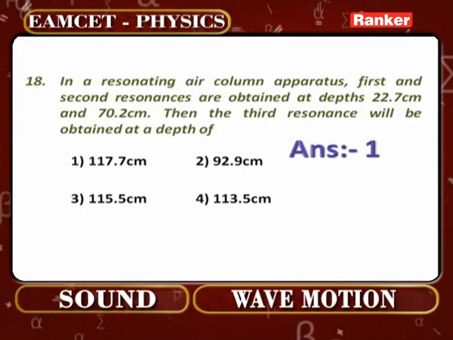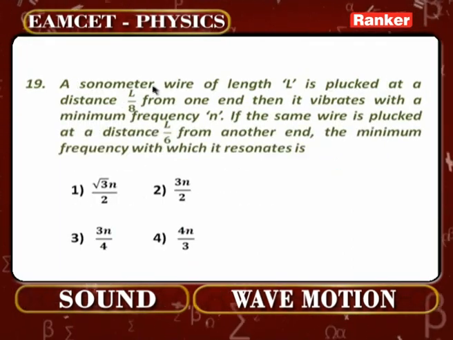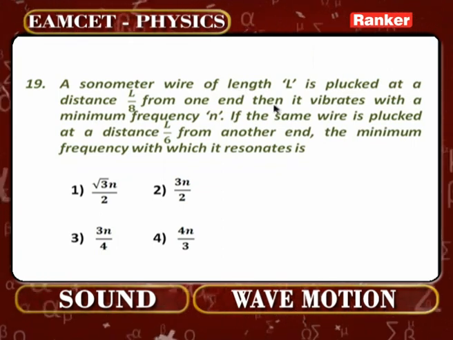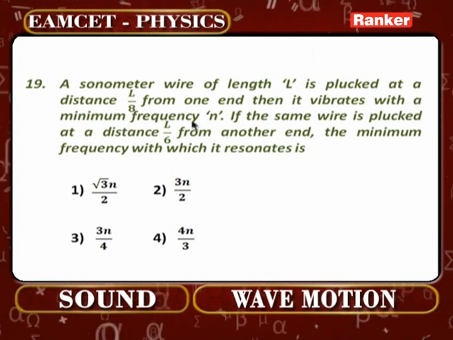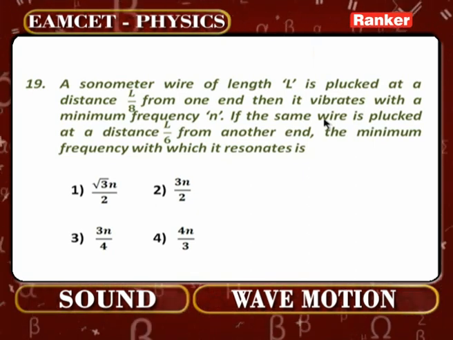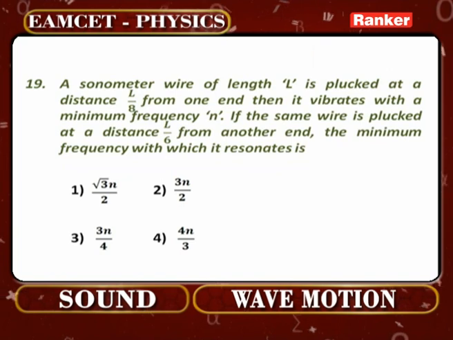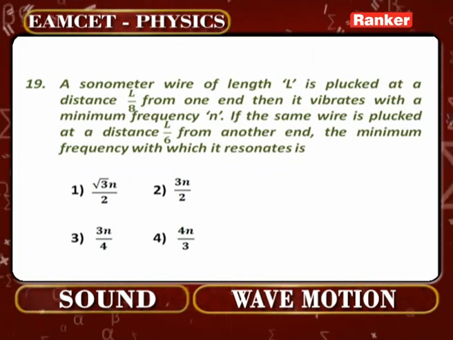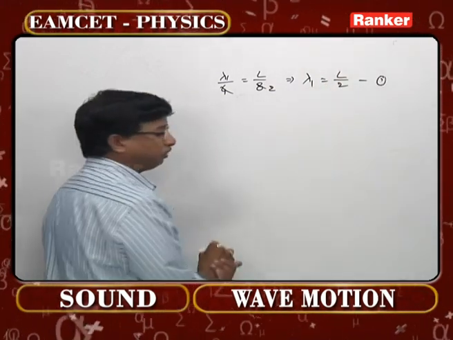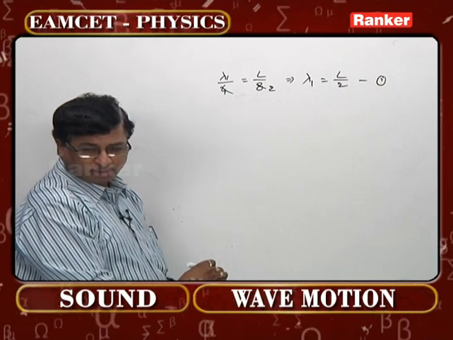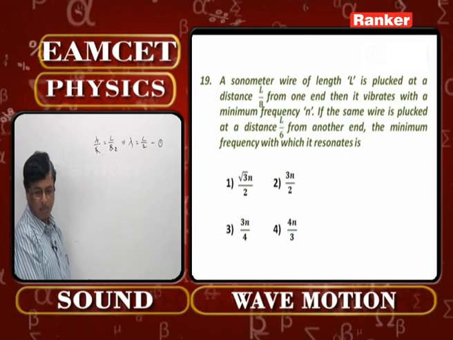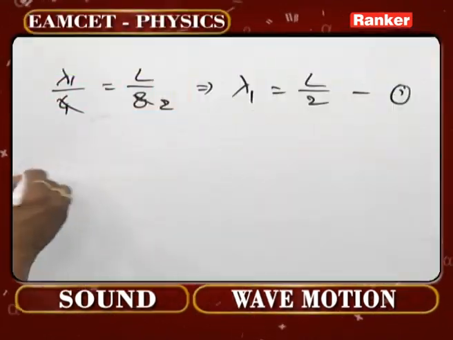Look at the next one, problem number 19. A sonometer wire of length L is plucked at a distance L by 8 from one end, then it vibrates with a minimum frequency N. L by 8 it is plucked, means definitely you should understand lambda 1 by 4 must be equal to L by 8. This goes twice, therefore lambda 1 will be L by 2. That is the first equation for you. Now what is the next one? If the same wire is plucked at a distance L by 6 from another end, the minimum frequency of its resonance is how much?